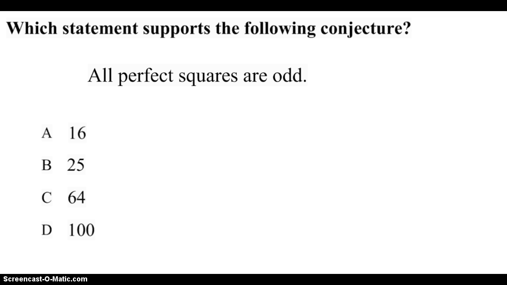So as you see, 16, 25, 64, and 100 are definitely all perfect squares. But out of all these numbers, the only one that's odd is B. So my final answer for this problem would be B. Okay. Let's look at the second example.